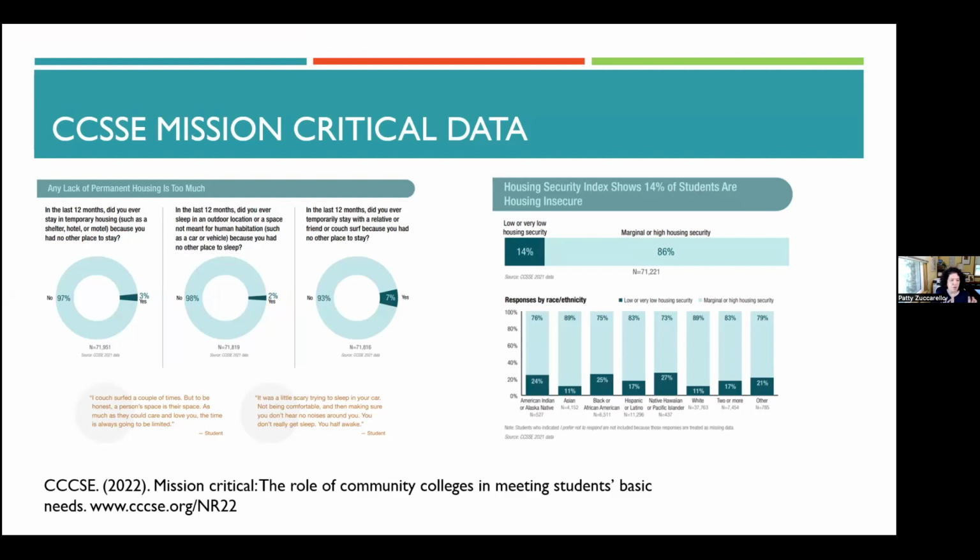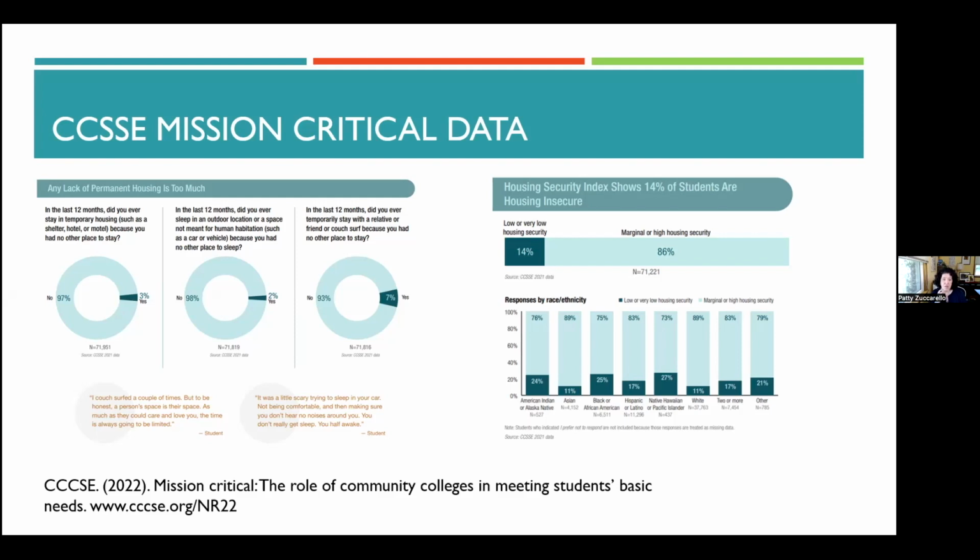So the verbiage they use is, in the last 12 months, did you ever... So these graphs over here on the left are looking at staying in temporary housing, is that first one with the 3% saying yes. Did you stay in a place, like you can see how this is going with the McKinney language, right? So did you stay in an outdoor location or a space not meant for human habitation, 2%.